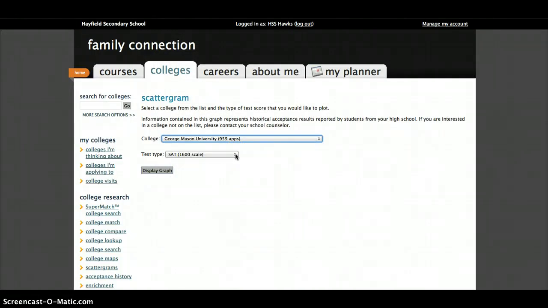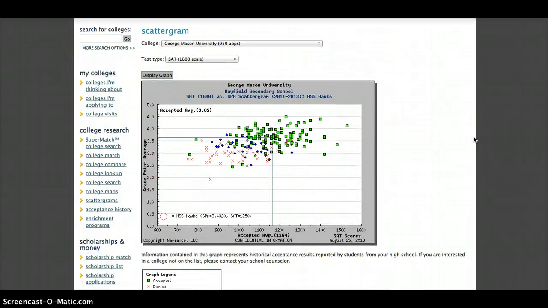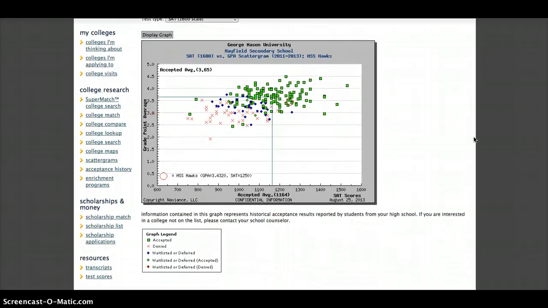And then you can either look at the 1600 scale SAT, which would be critical reading plus math. You could look at a 2400 scale SAT, which would include that 800 for writing. Or you can look at your ACT score. I'm just going to keep it with the 1600 score. And when you click Display Graph, this shows you a scattergram of everyone from Hayfield from the past 2 years who has applied to George Mason University, and each of them is represented by a dot here on the scattergram.